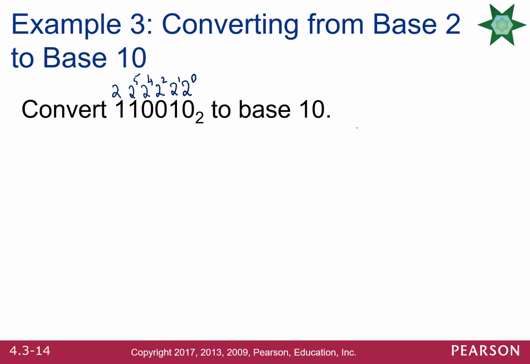So let me do that again. It should be 2 to the power 3 after 2 squared, 2 cube, 2 to the power 4, and 2 to the power 5. And what we are going to do is multiply each of these digits by their corresponding place values and then sum them up.